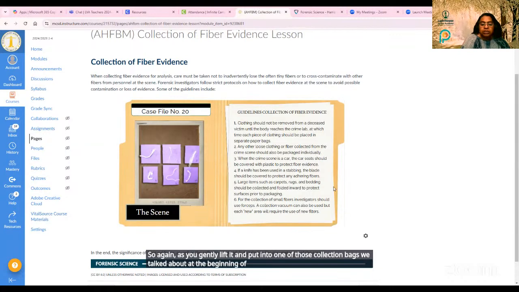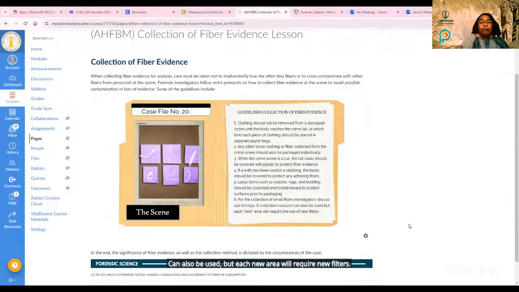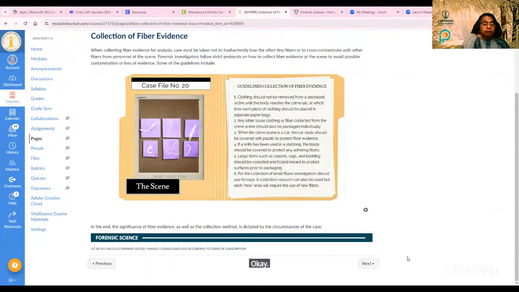Large items such as carpets, rugs, and bedding should be collected, folded inward to protect the surfaces prior to packaging, and that's kind of self-evident. For collecting small fibers, investigators should use forceps. A collection vacuum can also be used, but each new area will require new filters. Okay, and again, that kind of makes sense.